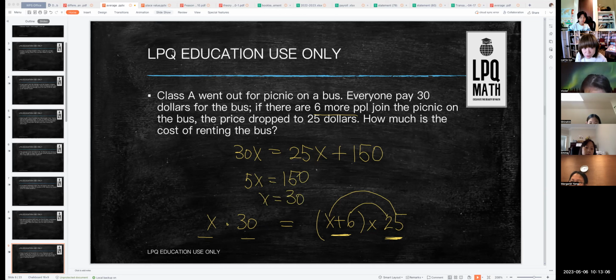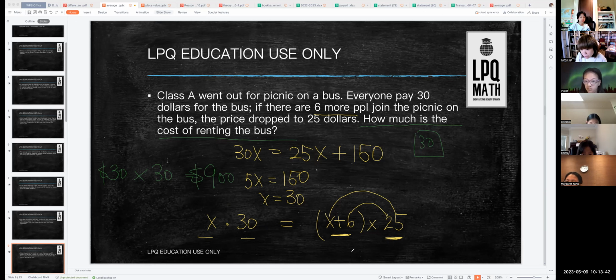Okay, everybody look at it. At this point, I'll guess that Cynthia, Jason and Violet will say, teacher, we got 30. Is it the final answer? No, because the question asks how much is the cost of the bus. So we have to do what? $30 times 30, because that's the number of students, equals $900. $900 is the amount of money for renting this bus.